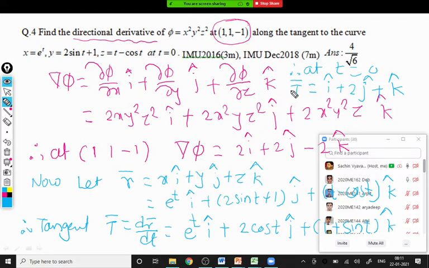And what should be the answer? That is del phi dot the projection of phi upon t bar, into del phi dot t bar upon the magnitude of t bar. Correct. So let me finish the last part then. So I'll erase a small part from here.